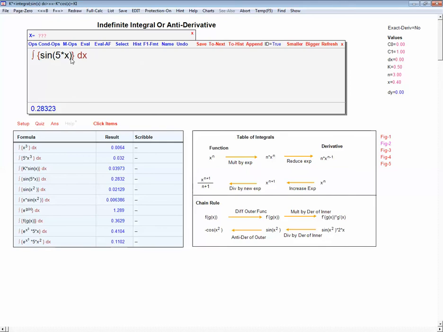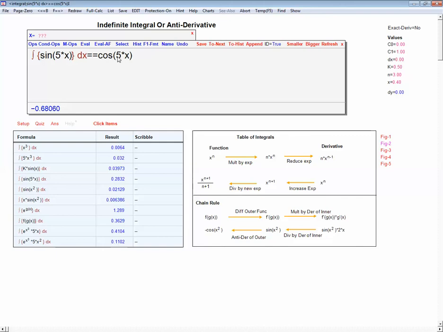Okay, now I got sine of 5x. So this is really a chain rule situation, but this is so simple. Generally, you don't think in terms of chain rule. You just say, okay, I know it's got to be cosine of 5 times x somehow.